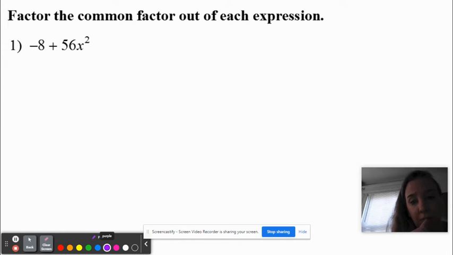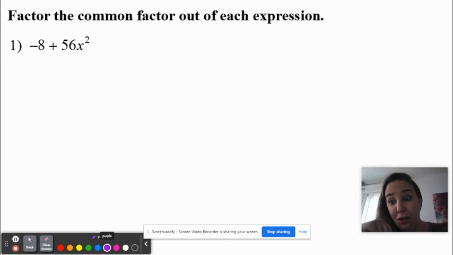So what you want to do is look at that original problem and figure out you want to pull out a greatest common factor, GCF. Bet you haven't heard that since 6th grade. So you need to think about the biggest number that goes into both 8 and 56. So 2 does, but that's not the biggest, right? 4 does, but that's not the biggest. The greatest number that goes into both of these is 8.